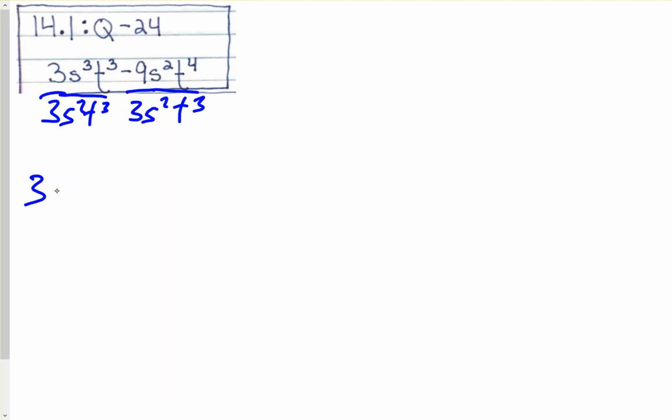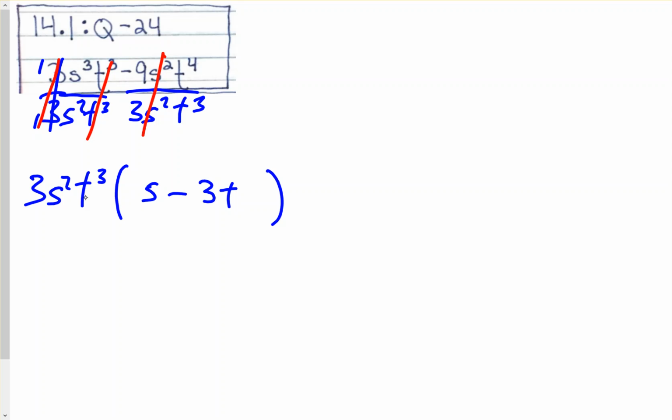Okay, so we'll have 3s squared t cubed, and then what's left in parentheses, we're going to divide here. 3 divided by 3, that's just 1. S cubed divided by s squared is s, so we have 1s. And then t cubed divided by t cubed, that's gone as well. So these were gone, these were gone, and we're just left with s. For 9 divided by 3, it'll just give us a 3. S squared divided by s squared, that's gone. And then t to the fourth divided by t cubed will just be t. So this will be the final answer.